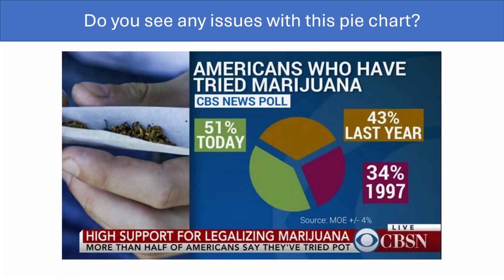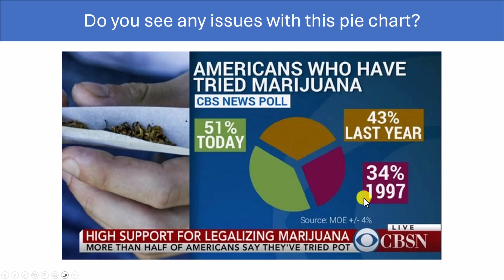All right, so here is a pie chart for you to look at. I'll just give you a second to look at this pie chart and see if you can find any issues. Well, there are a number of issues here. The first thing that you probably notice is that these three percentages did not add up to 100%. The question says Americans who have tried marijuana, we have today, we have last year, and we have 1997. And these three numbers do not add up to 100%.